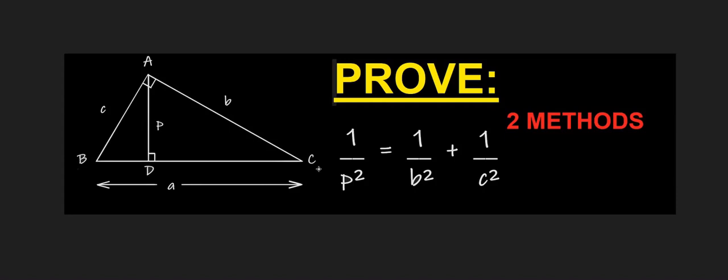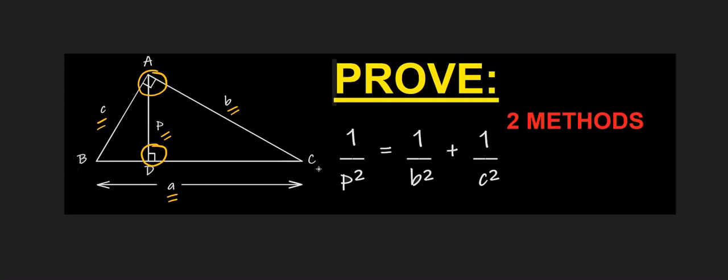Hello all. In this question we are given a right angled triangle ABC in which angle BAC is 90 degrees, side AB is length C, side AC is length B, and side BC is length A. We are also given that there is a perpendicular AD which drops from the vertex A onto the side BC, and so angle ADC is 90 degrees. And the length of the perpendicular is P.